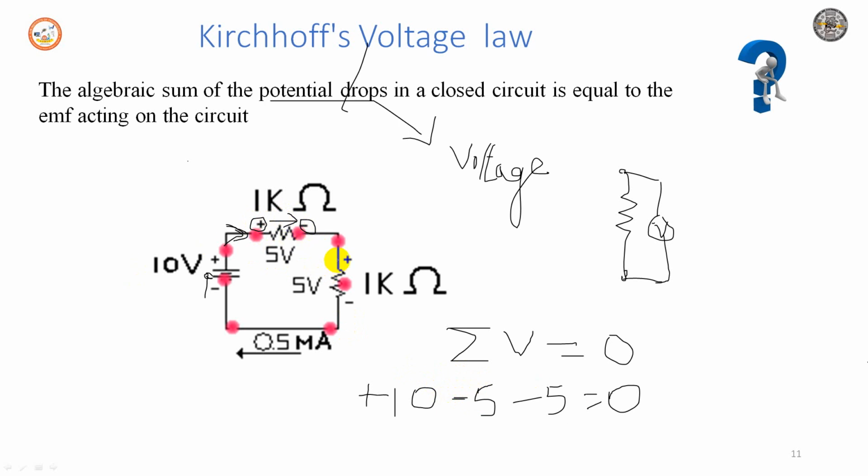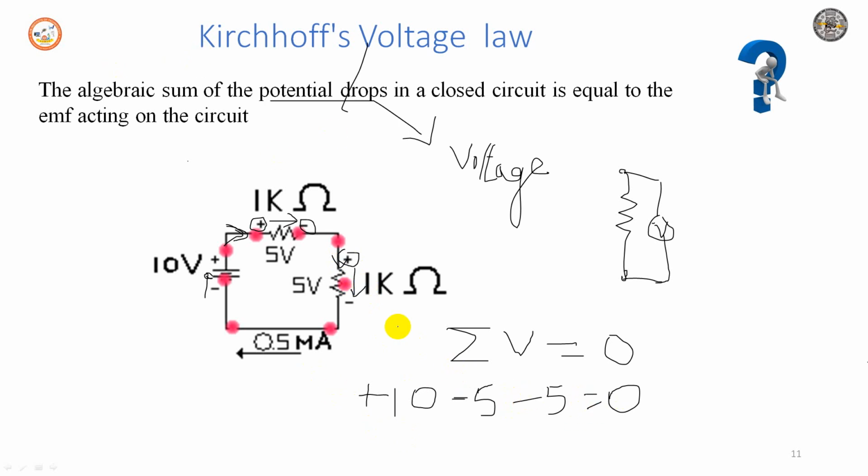And again, if you observe, the current is flowing here. The potential is high here and low at the other end, so the current flows in this direction. Again, the potential is decreasing here, plus to minus. So we can take minus 5 is equal to 0.